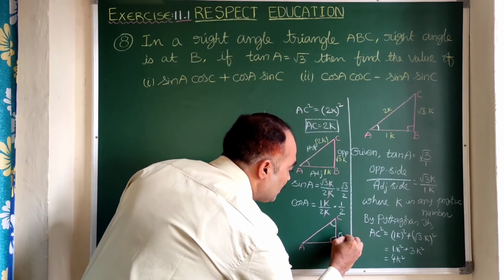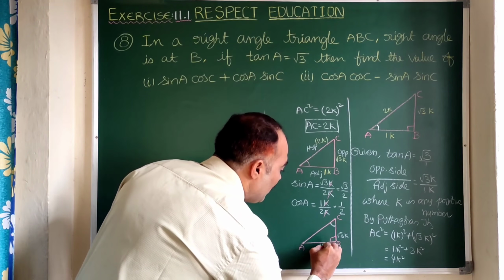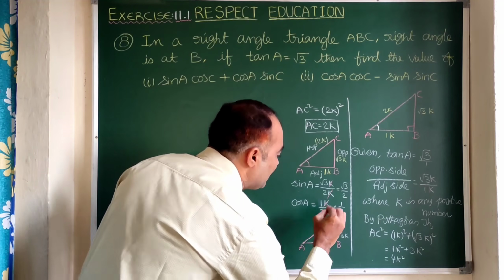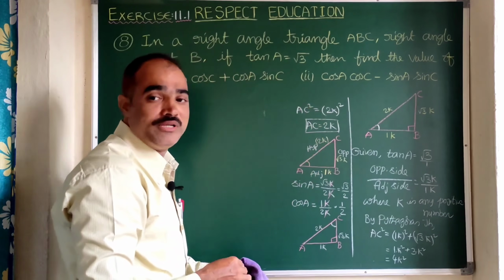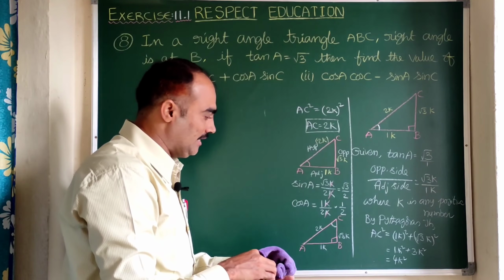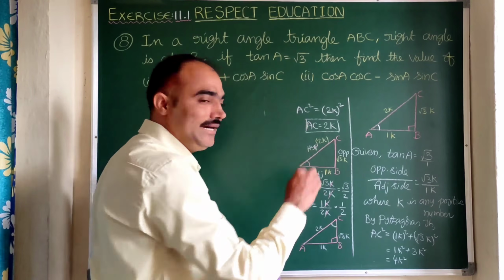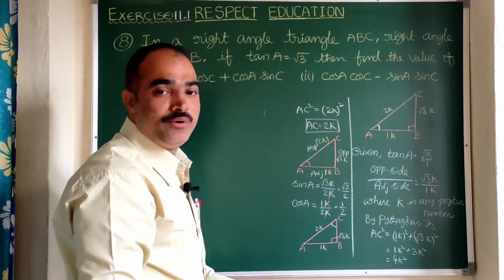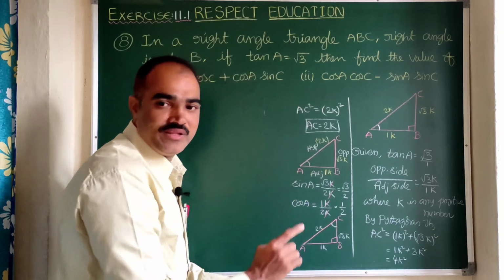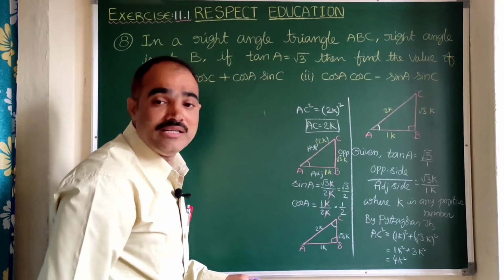This is root 3k, this is 1k and this is 2k. That means values will not be changed. What will be changed here? Only the opposite side, adjacent side and hypotenuse. Hypotenuse is fixed. Now here if you are at C, what is the opposite side?